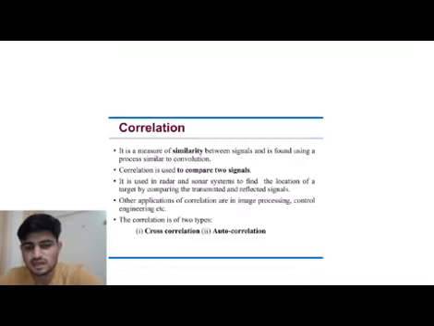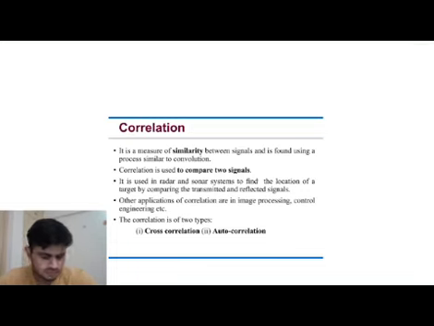Now we can move on to correlation. Correlation is a measure of similarity between signals, and it is found using a process similar to convolution. So correlation is used to compare two signals. It is used in radar and sonar systems to find the location of a target by comparing the transmitted and reflected signals. Other applications of correlation are in image processing, control engineering, etc.